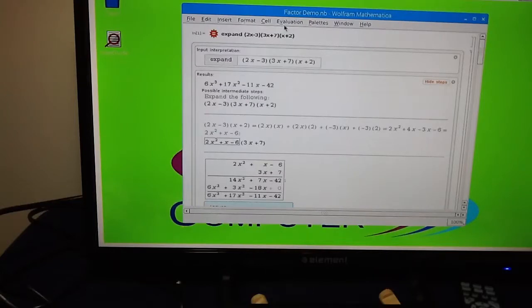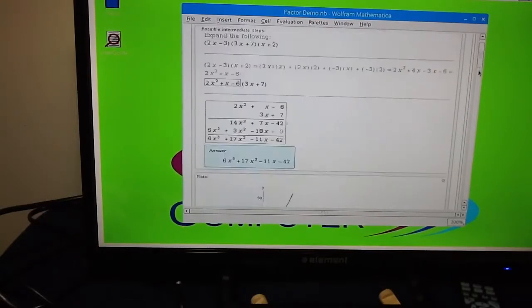Now, here's an example. We're going to take three factors here: 2x minus 3 times 3x plus 7 times x plus 2, and we're going to expand that. I entered it into Wolfram Alpha, and it said expanded, and here's the answer. Right there's the answer. And over here it had a step-by-step solution, which I clicked already. So now it's even going to tell me how to do it step by step.